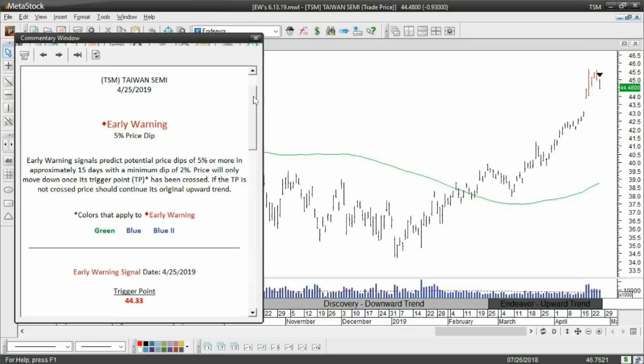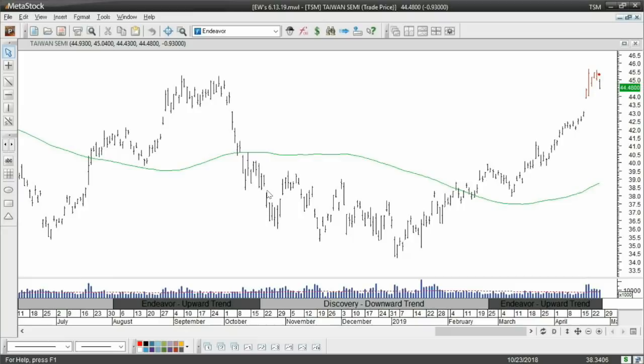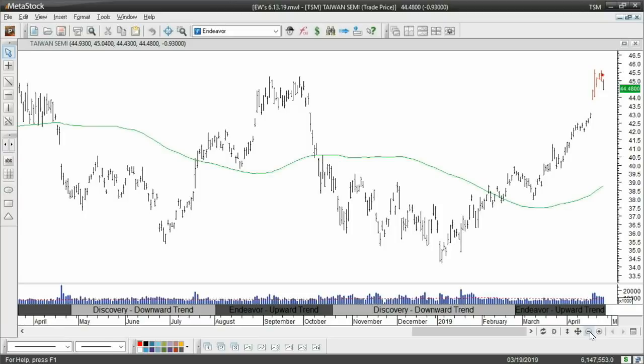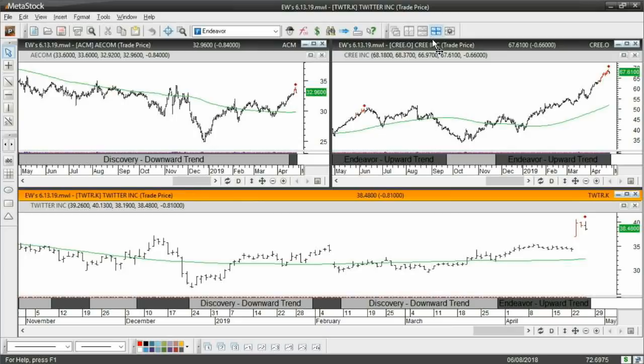If we open our commentary and check the volume. Yeah, so on this day, the day the signal occurred, 4/25, 10 million shares, more than enough shares to trade this stock. However, I don't like how gappy it is. And you always, always, always get gappy stocks if they're foreign companies trading on our exchanges. Gaps are very unpredictable. It's not something I want to deal with, especially when I'm only looking for that 5% price projection. So I'm also going to get rid of TSM. Get rid of that chart. 5 now becomes 3.